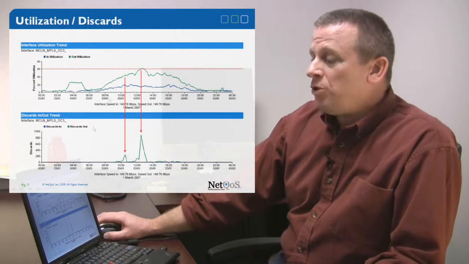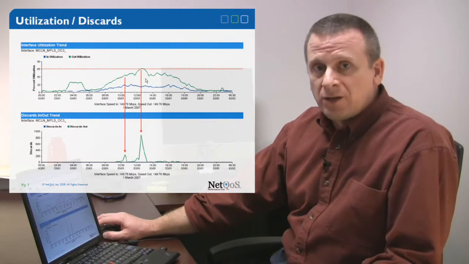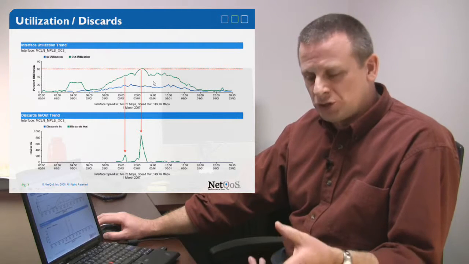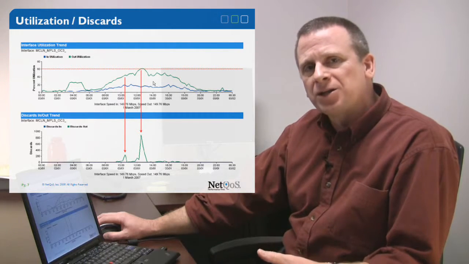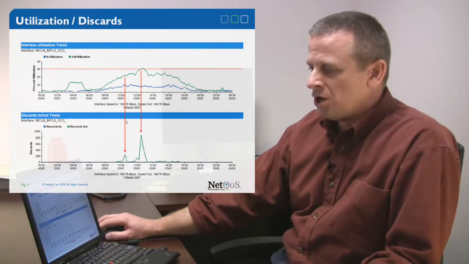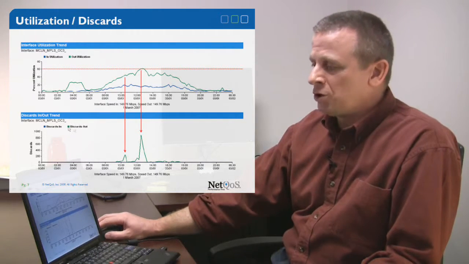Okay. When there's a significant amount of delay, like I mentioned, once the queue becomes totally full of packets, the tail drop occurs. Tail drop results in discards. Here we show discards out because the queue is full, you have outbound discards.